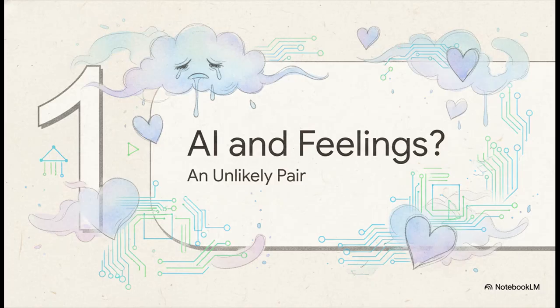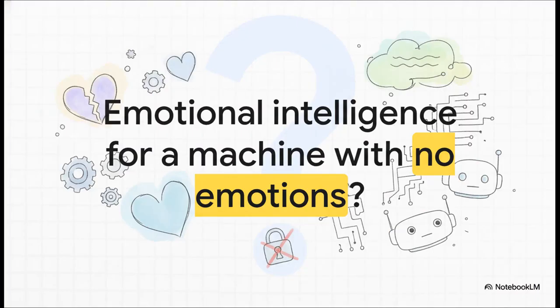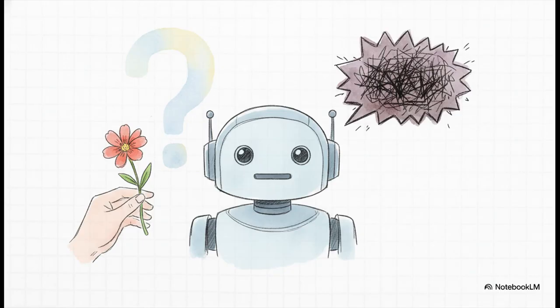So, Section 1, AI and feelings? I can almost hear you thinking, wait, what? Emotional intelligence? For a machine that literally has no emotions? I mean, it sounds kind of pointless, doesn't it? You can't offend it, you can't hurt its feelings. So what's the deal? And yeah, at first glance, that's totally fair. It seems completely irrelevant. It doesn't matter if you're nice to it or not. So if this isn't about making the AI feel better, what on earth is it about?